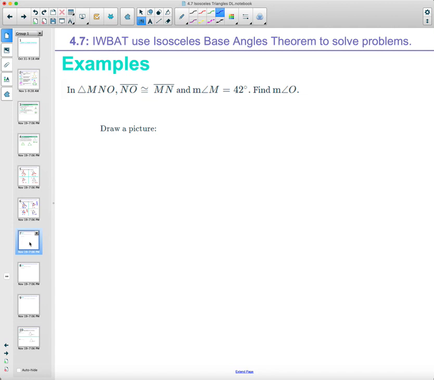Then let's take a look at some examples that are more written out here. So it says in triangle MNO, NO is congruent to MN. So first draw yourself a picture, and then label the sides. So we'll say M, N, O. So this one is saying that side NO is congruent to side MN. So you'll put a tick mark there.